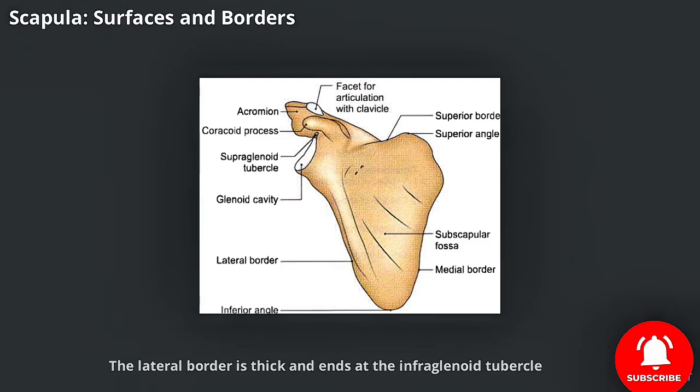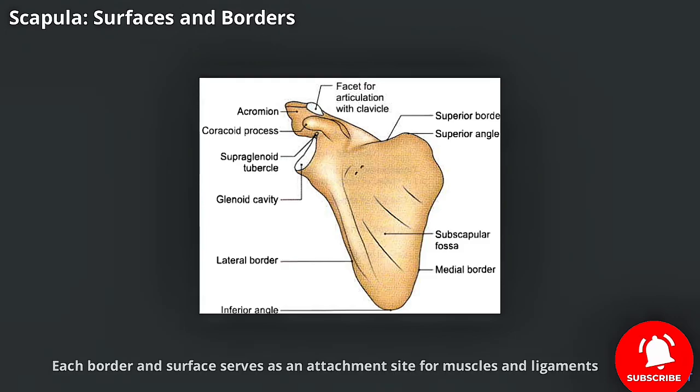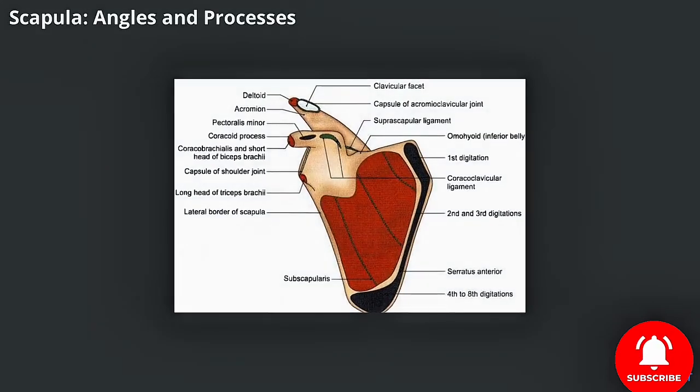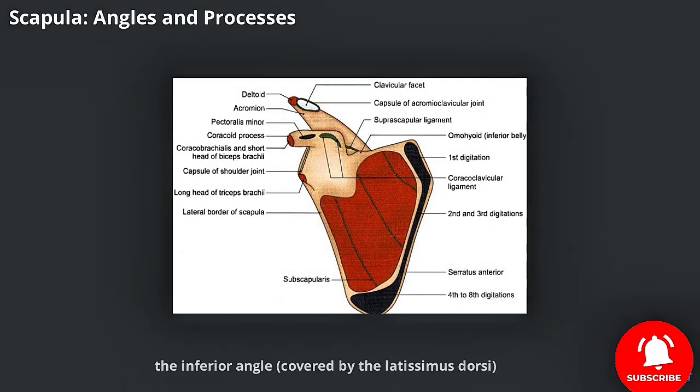The lateral border is thick and ends at the infraglenoid tubercle, while the medial border runs from the superior to the inferior angle. Each border and surface serves as an attachment site for muscles and ligaments. The scapula has three angles: the superior angle covered by the trapezius, the inferior angle covered by the latissimus dorsi, and the lateral or glenoid angle which bears the glenoid cavity. The bone also features three processes: the spine, the acromion, and the coracoid process. Each process has distinct anatomical and functional roles, contributing to the shoulder's range of motion and stability.